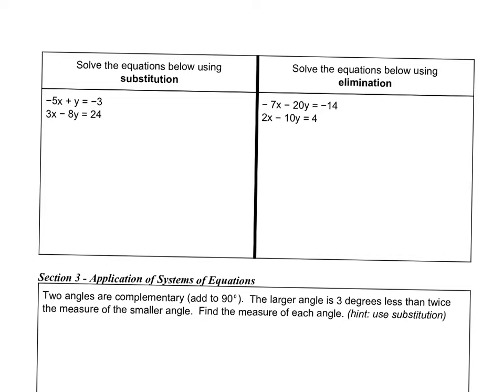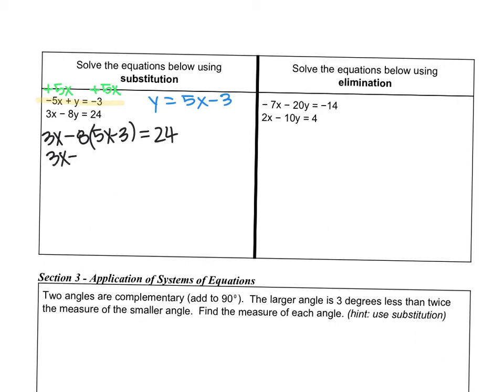Now one of our variables isn't already isolated here, but in the first equation, I can easily isolate y by adding 5x to both sides. So we end up with the equation y equals 5x minus 3. Now I can use substitution and plug that into the second equation. So we get 3x minus 8 times (5x minus 3) equals 24.